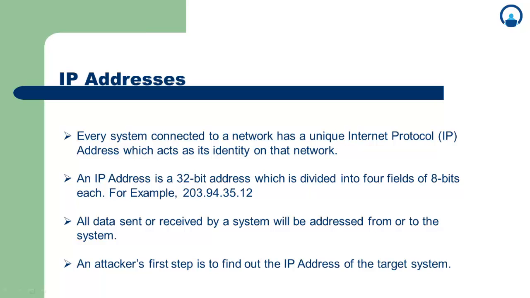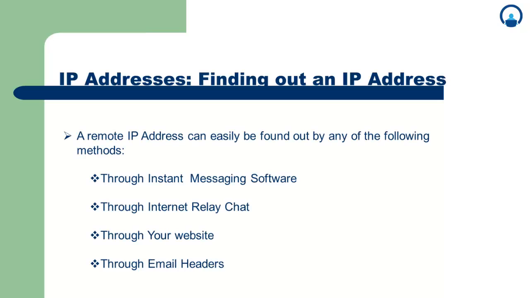IP address is a 32-bit address which is divided into 4 fields of 8 bits each. All data sent or received by your system will be addressed using the IP address. And an attacker's first step is to find out the IP address of the target system. So basically the IP address is really important in hacking. Moving on to the next slide, how to find out an IP address.